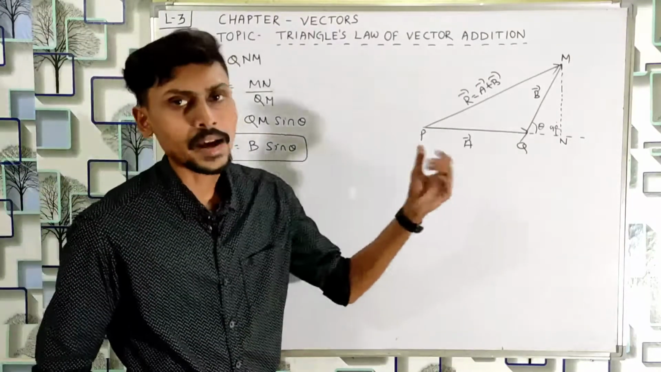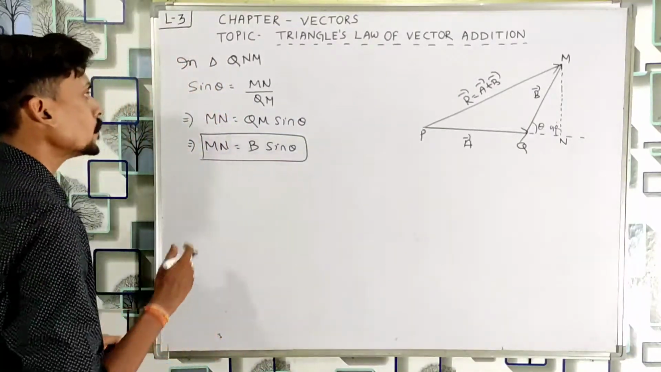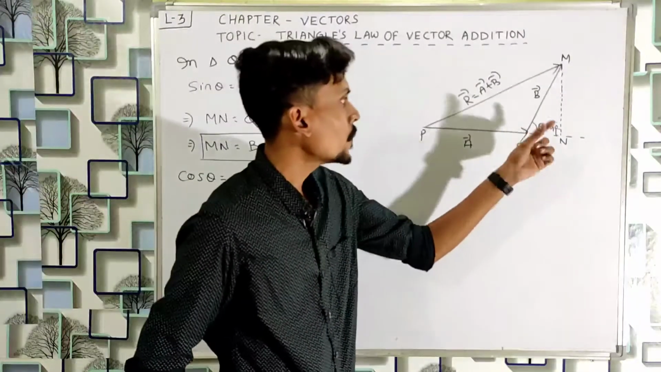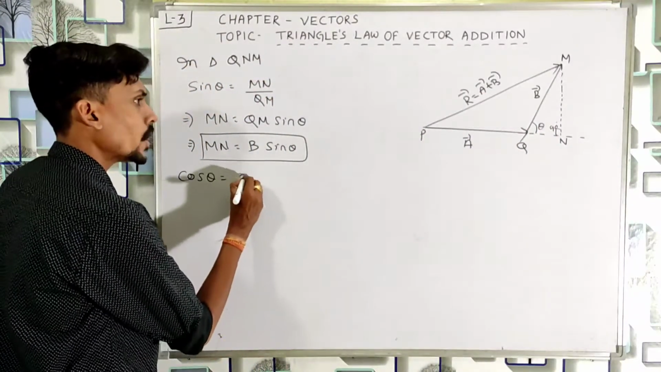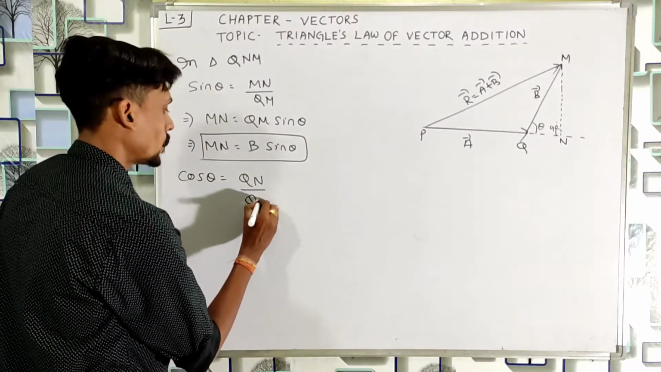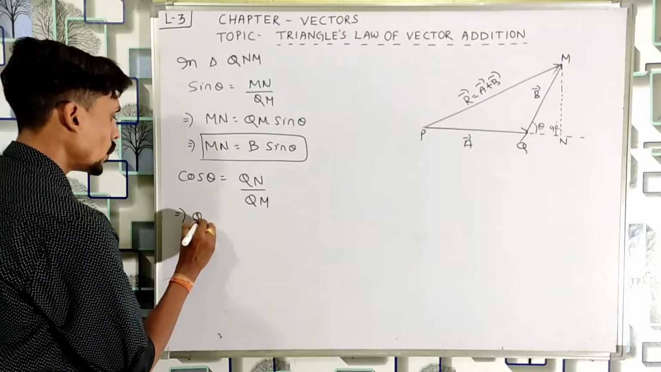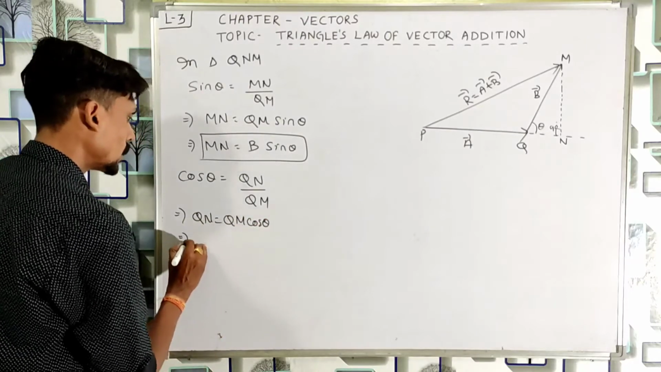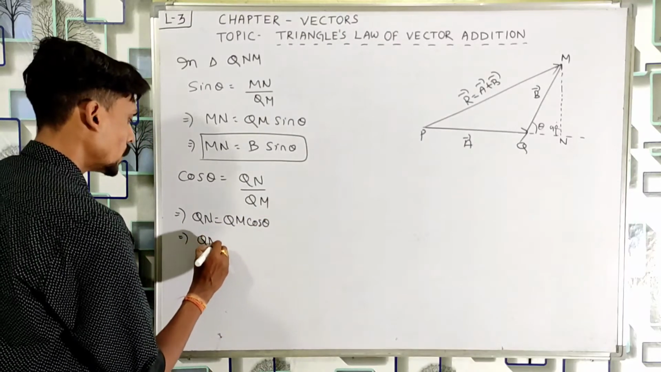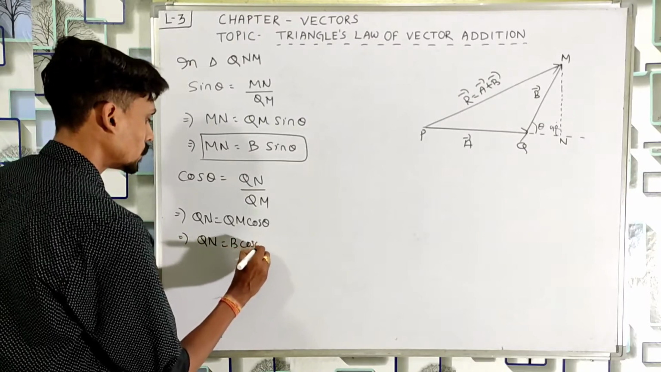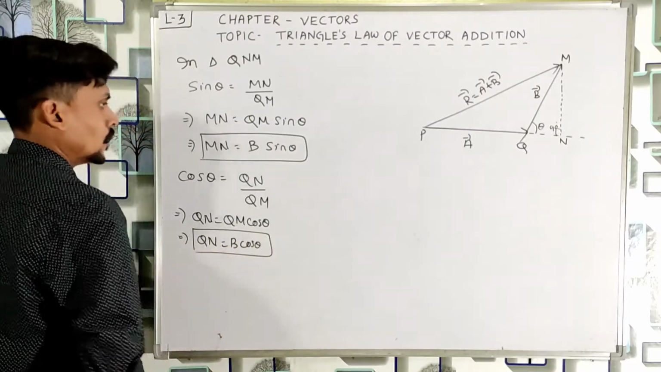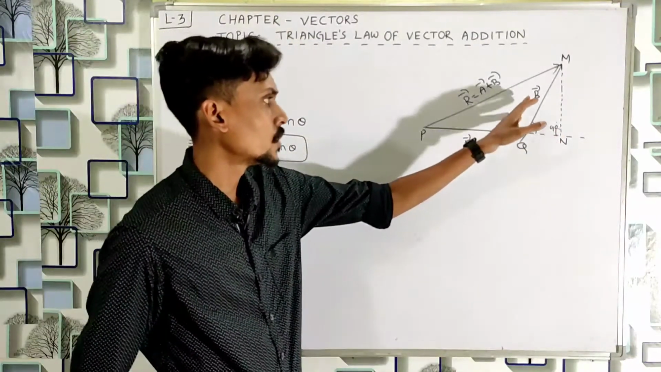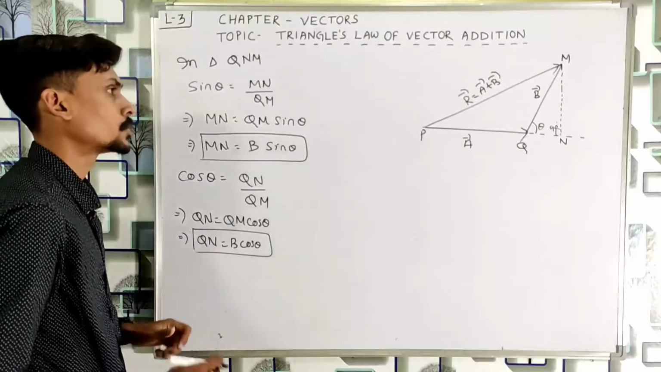Similarly, in the same triangle QNM, find what is cos theta. So cos theta will be B by H, means Qn divided by Qm. That implies Qn is equal to Qm cos theta, and again Qm is B, so Qn is equal to B cos theta. Is that clear? So we have expressed Mn and Qn in terms of this B and the angle theta.